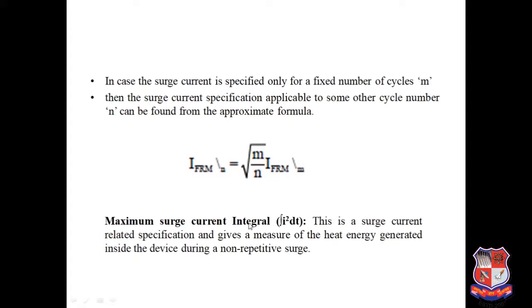Maximum surge current integrated, I square dt. This is surge current related and gives a measure of the heat energy generated inside the device during non-repetitive surges. So when surges occur, the amount of heat generated can be calculated by this. It is given by the maximum surge current integrated.